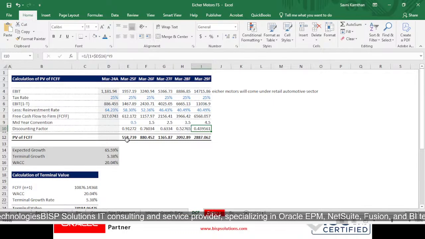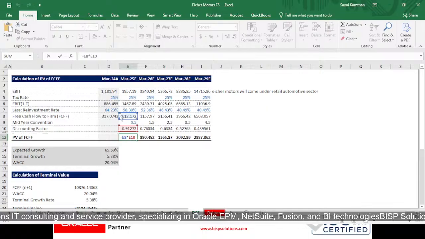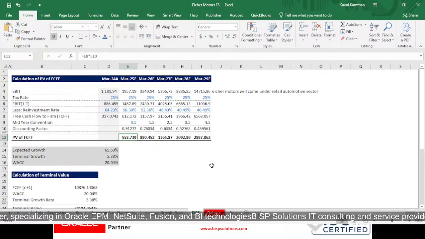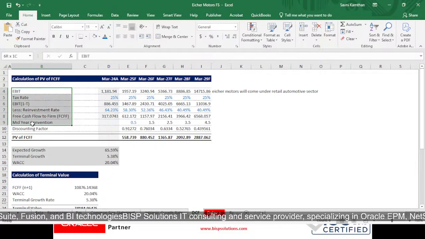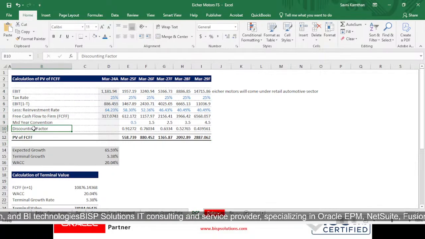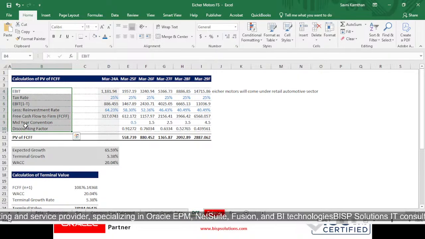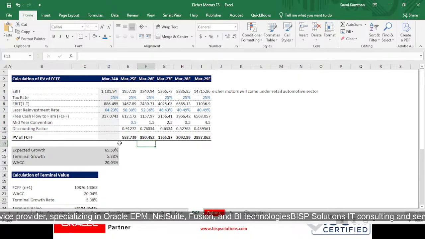Now if I want to calculate my FCFF for present value, I have to do one thing. I will be doing free cash flow to firm into my discounting factor. So I will be getting 558.739 and dragged it till the end. If you guys are not able to understand these terms, we will be learning that. Don't worry about it. Just understand the basic things for now, then we will be moving to the broader terms of the same calculations and same terms. So don't worry about it.